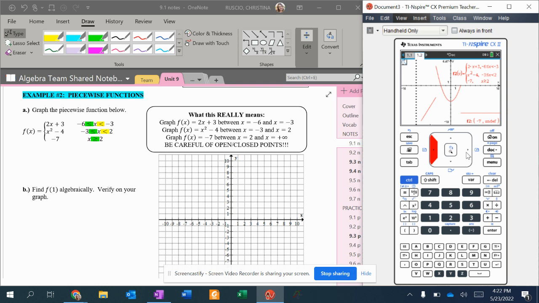Now, this is the cool part about this. See how we're at -7? It doesn't begin. But as soon as we get to -6, ooh la la, there's a point, -6, -9.